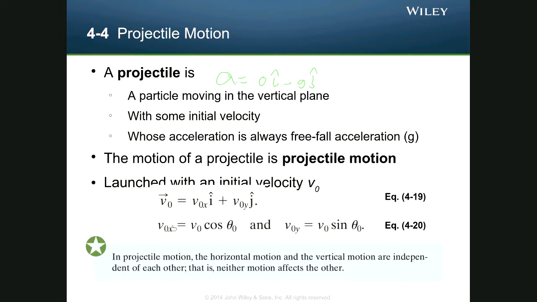And this star is very important to read. In projectile motion, the horizontal motion and the vertical motion are independent of each other. That is, neither motion affects the other. In fact, there's only one quantity that you can use to relate the x and the y motion. Does anyone want to take a guess what that is? I'll give you a hint. It starts with a T and rhymes with mime. Good. Yes, very good. Time. 5 seconds in the x direction is still 5 seconds in the y direction.